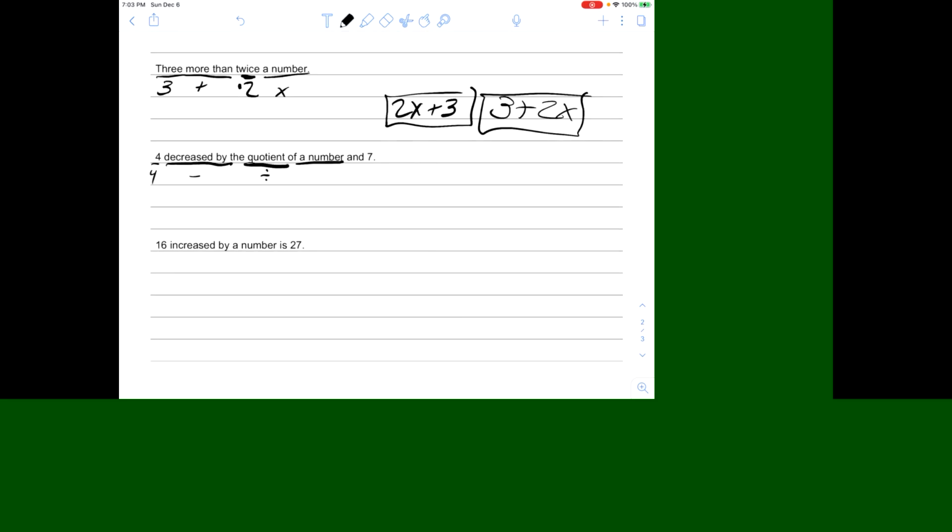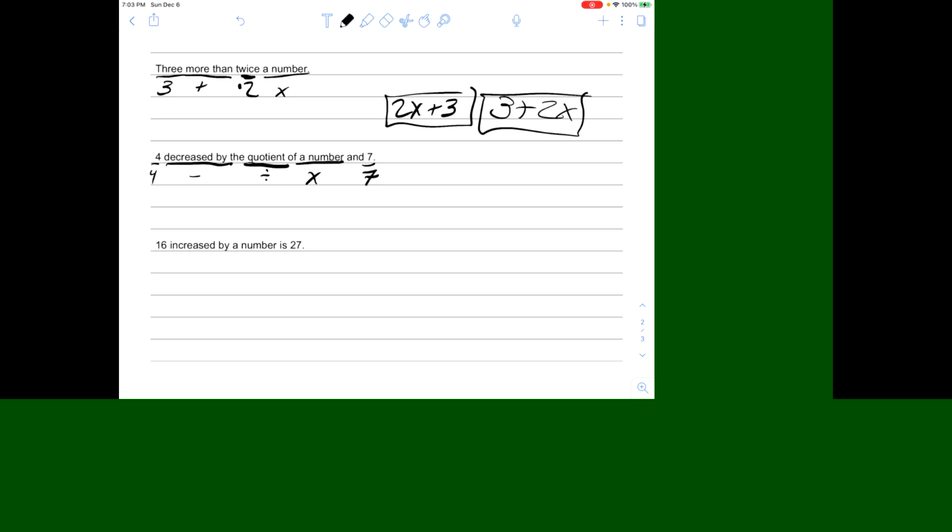A number, okay, that'll be my variable, and you don't have to use x. You could use a or b or c or n or p or v, really whatever letter you want for your variable. x is one of the most common, so that's why I've been using it. And then I'll have also the number 7. So I'm going to have a 4, a subtraction, and then a division of a number and 7.